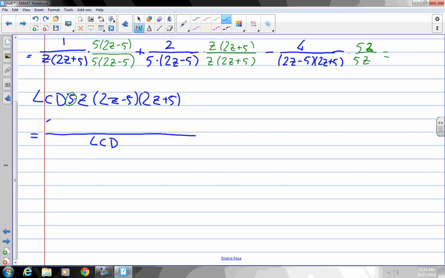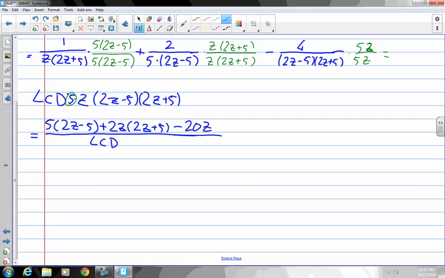In the first one, we have 5 times 2z minus 5, and then plus 2z plus 5. And the last one is 4 times 5z, so it's negative 20z. Is that okay? 5 times 4? Uh-huh. Yeah, so that's the numerator. The denominator is just always going to come out to be the same. That's the idea.